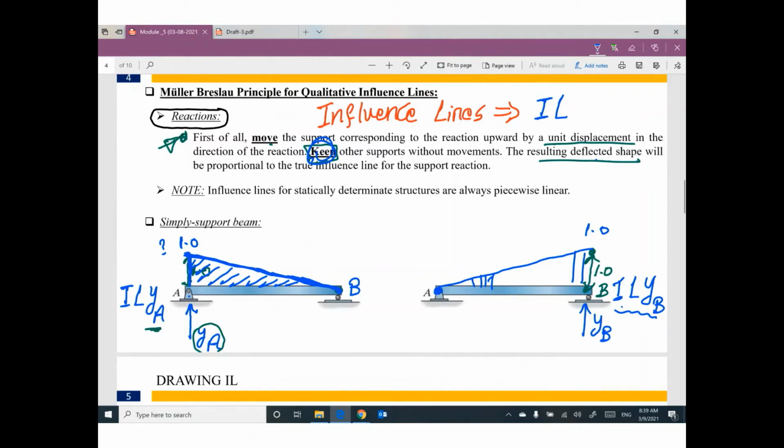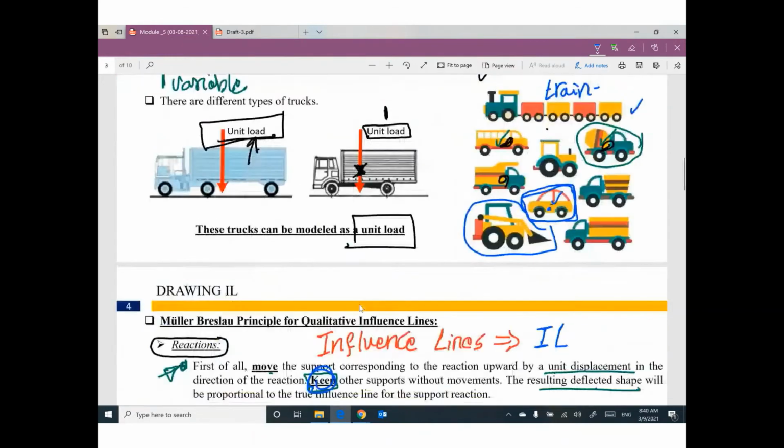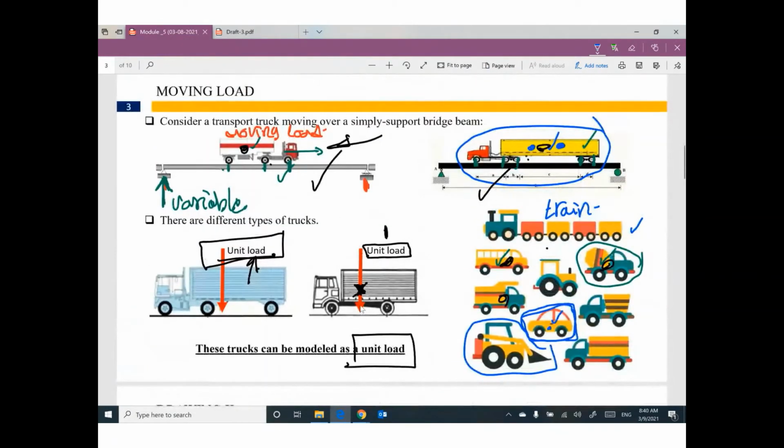Any question? So guys, I told you we need to understand the concept. What is the meaning of influence line? We understand it. What is the meaning of unit load? Unit load represents a real truck, but we converted it to a real unit load. Why? Because we have many types of truck. So which one I'm gonna use? Okay, we will not do this. We will assume unit load.